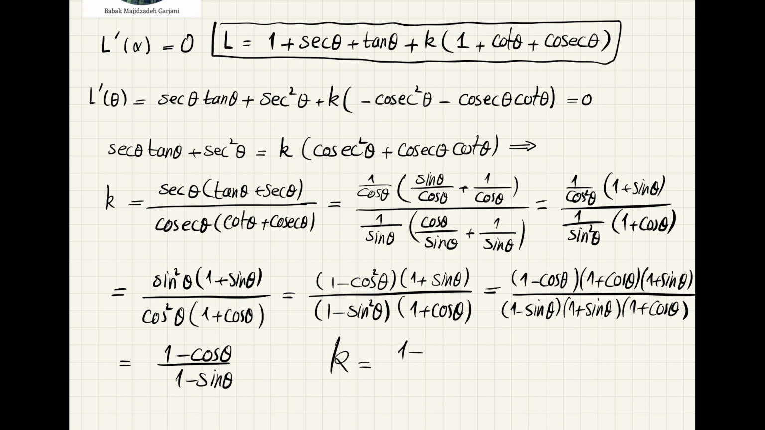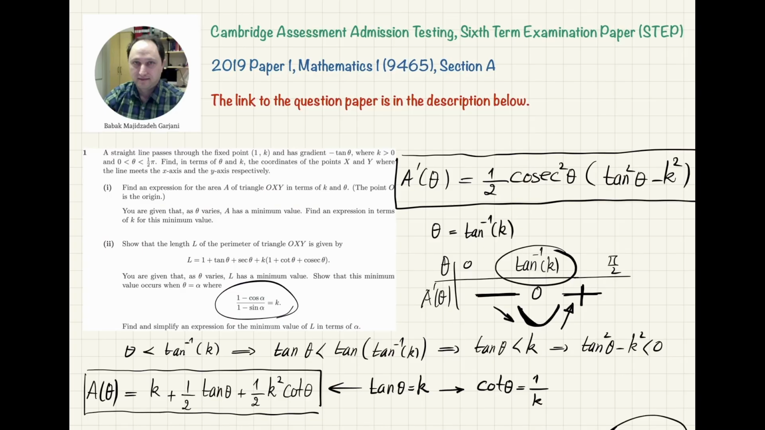Of course, in principle I should have replaced theta with alpha from the beginning, but that's not a big deal. I can just do it right now. So this becomes 1 minus cosine alpha over 1 minus sine alpha, and that is exactly what is demanded in this part.